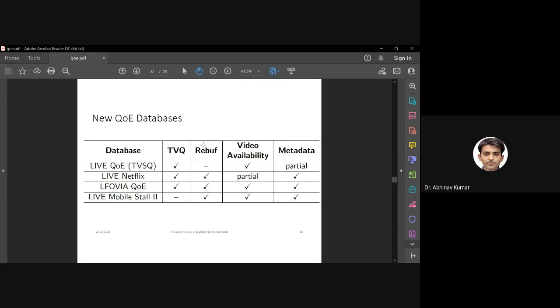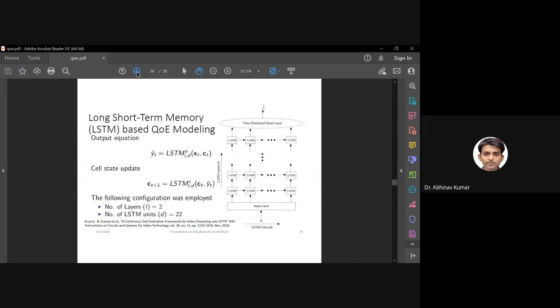Only a part of it was available at that point of time, and the metadata was available. Now the proposed model by Professor Sumona's lab, whereas I was also collaborating in this work to a certain extent. The TVQ, the rebuffering, video quality, as well as metadata, all four are present. And similarly, there was a live mobile stall2 database which had rebuffering, and videos were available, metadata was available, but the time varying quality was not available, right? So just to position the work, in this case all four things were available.